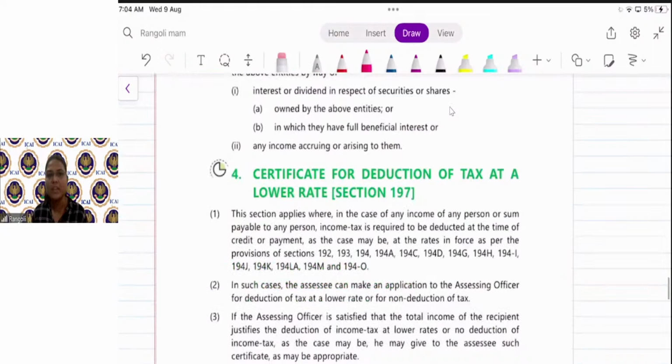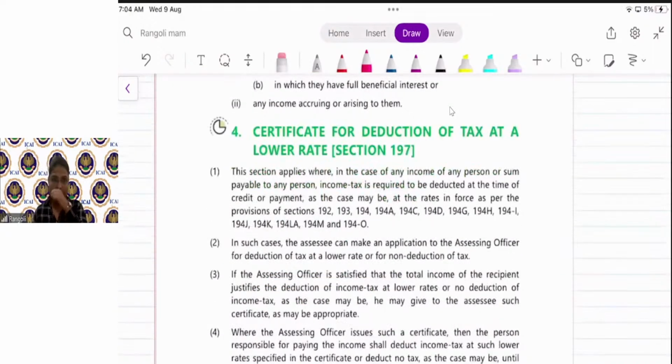Next is certificate for deduction of tax at lower rate. Now we have already discussed in various sections, there are various rates given. Say for example, under section 194A, 10% rate of TDS is given, interest other than interest on securities. 194C has two rates: 1% if the payee is an individual or HUF, and if the payee is other than individual or HUF, then 2%. 194H commission has a 5% rate. Right. So we have already discussed the various rates of TDS.